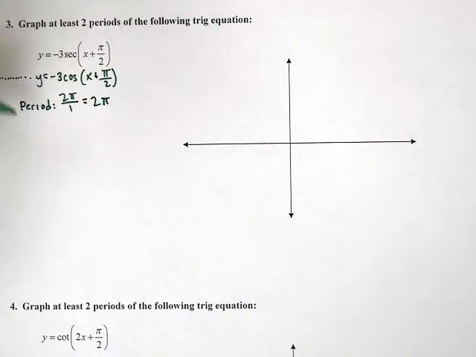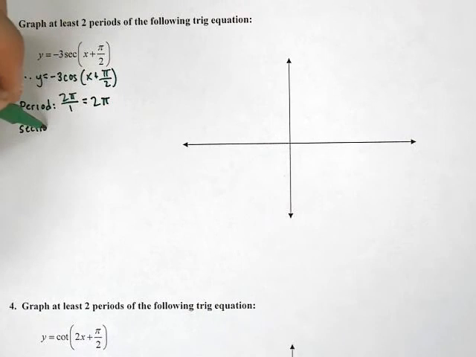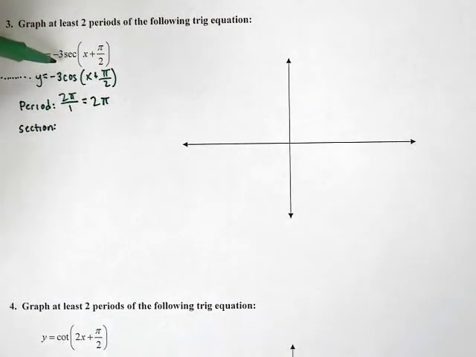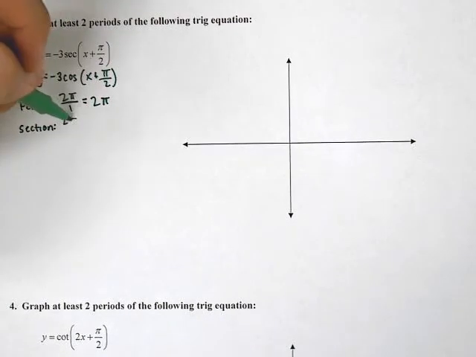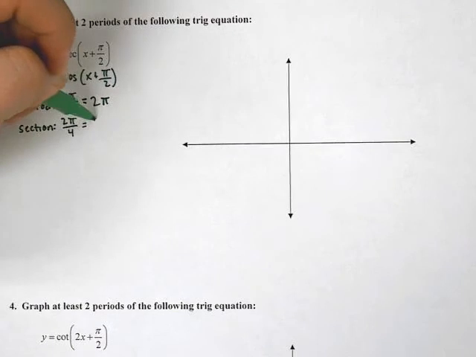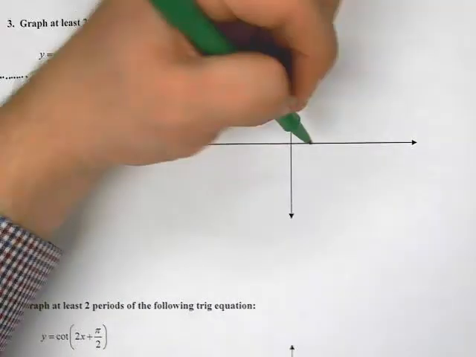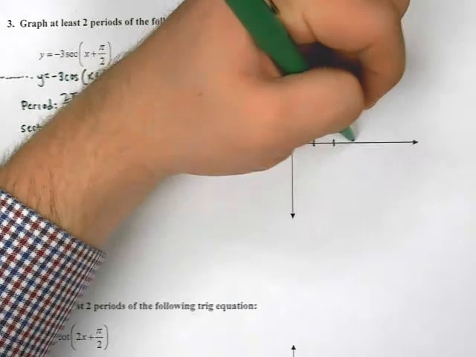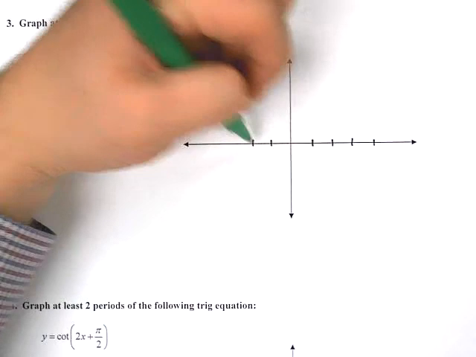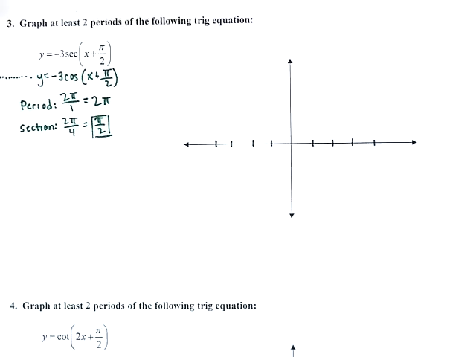Alright, for sectioning, because this is secant and it goes with cosine, I know that it's going to span 4 quadrants. So I'm going to divide it into 4 sections. So 2 pi over 4, well, that's pi over 2. Alright, so these are big things that I need because now I can go and I can count 1, 2, 3, 4, 1, 2, 3, 4. Now I know what the sections are.